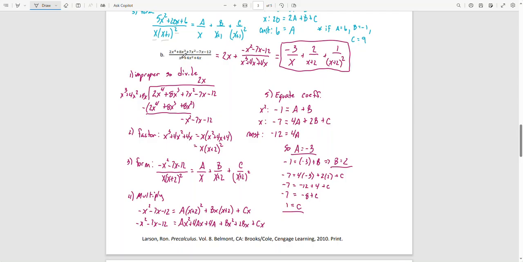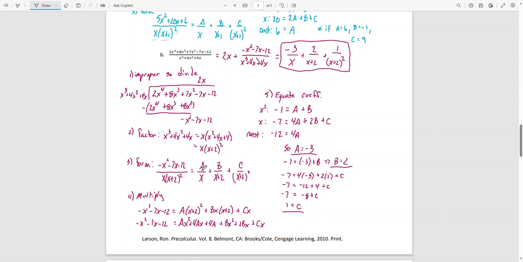So first I divide. I use long division. And I end up with 2x as my quotient plus -x squared minus 7x minus 12 over our denominator. Okay, we could do this division. I know you can do this division. Review your notes from chapter 2 if you need to. You've got this. Now we can factor the denominator. X cubed plus 4x squared plus 4x. First thing I'm going to do is take out an x. That'll leave me with x squared plus 4x plus 4. And that looks like an x plus 2 all squared. Okay, so here's my form.